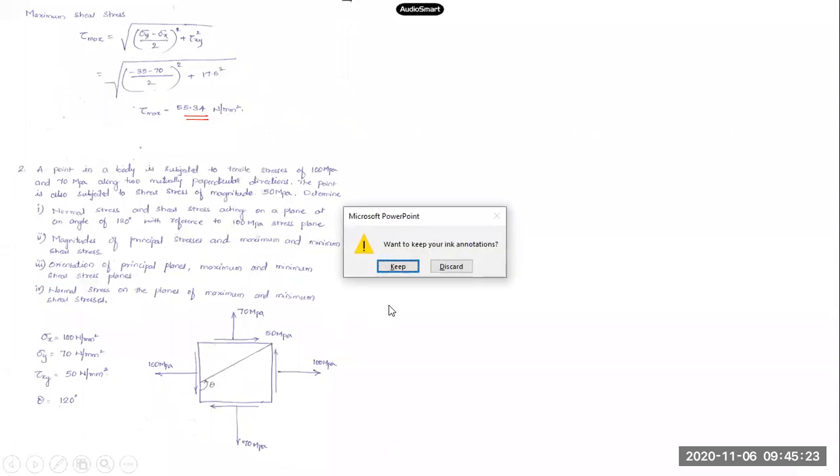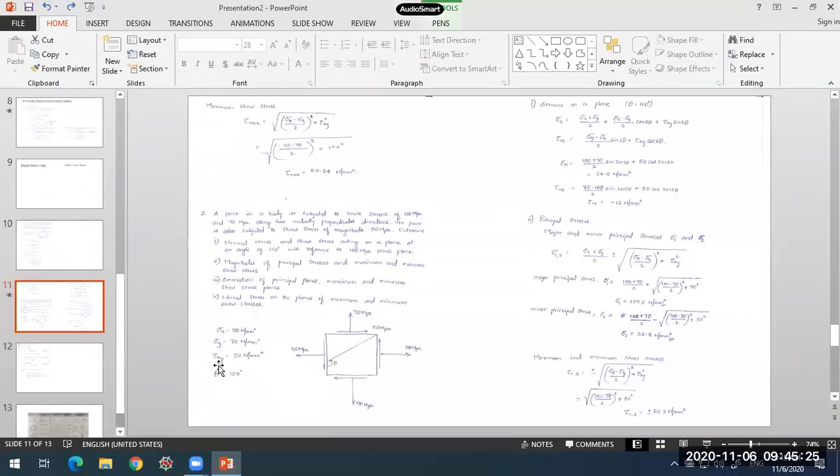Others, please calculate that. Okay, I cannot just transfer all this data to you. It cannot happen like that. You have to practice, and then only you will be understanding how to deal with such problems.